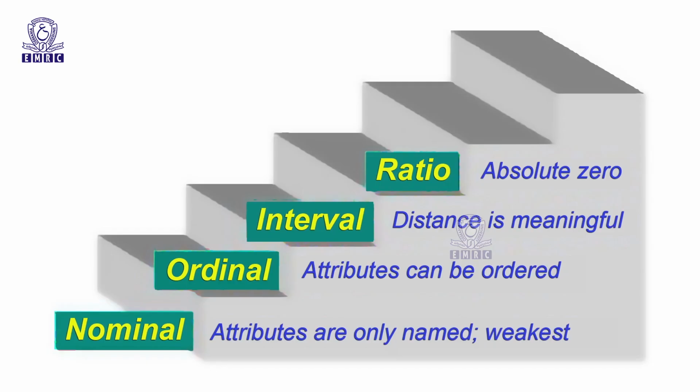The above four measurement scales can be grouped into two higher level categories such as categorical, which includes nominal and ordinal scale, and numerical, which includes interval and ratio scales.